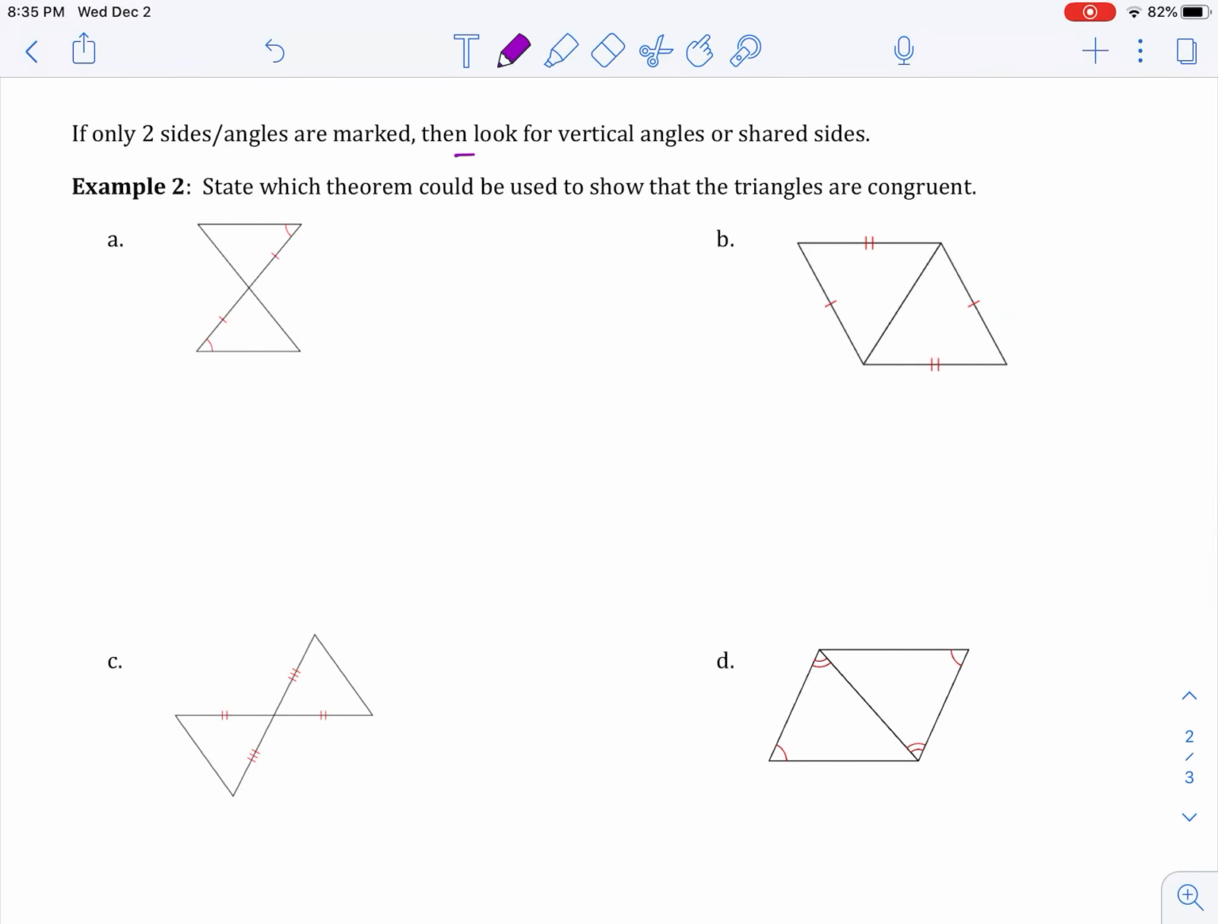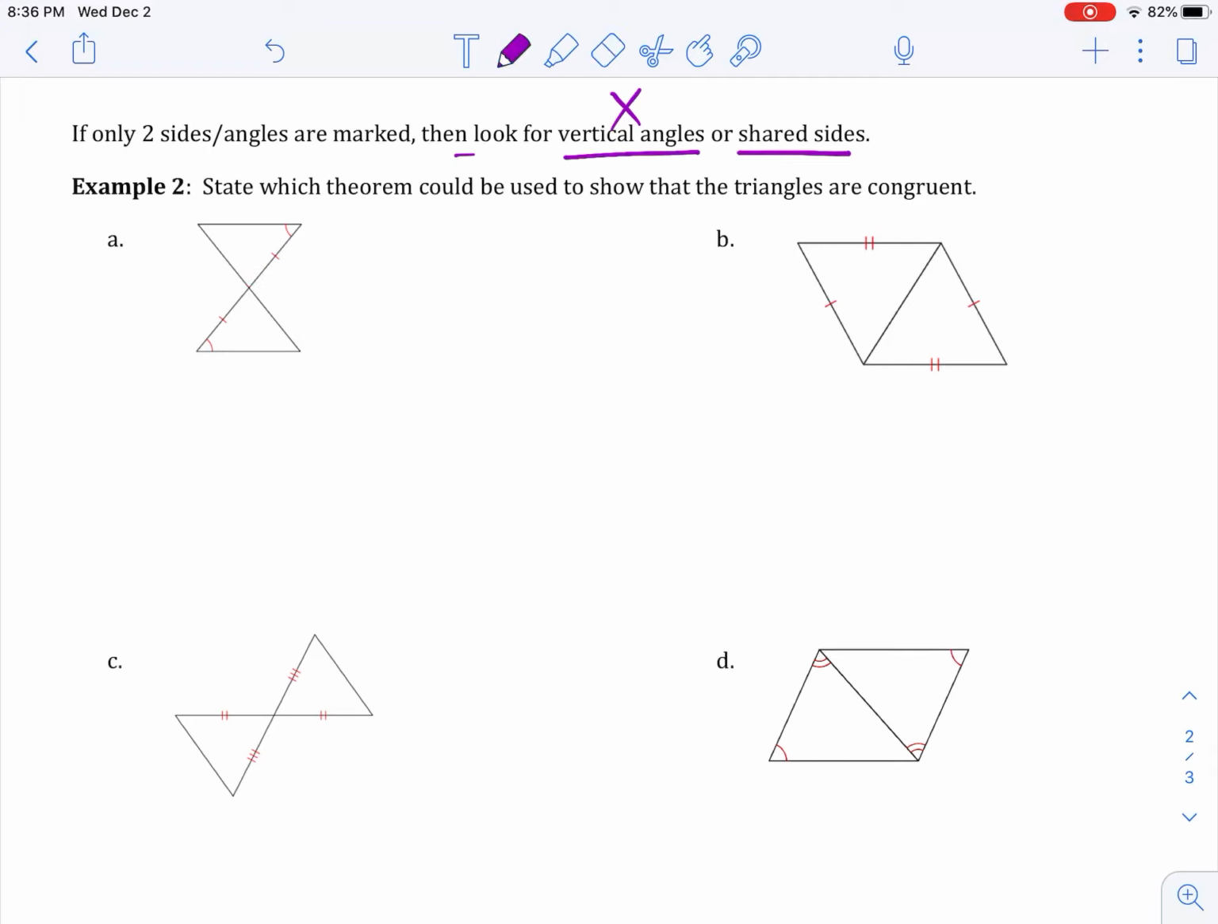So in example 2A, you should be looking for either vertical angles or shared sides. And so this triangle here, remember what happens when we have vertical angles. This set of triangles in example 2A has some vertical angles. Vertical angles, you're always looking for that X, right? I see an X happening right here. That means I have a set of vertical angles happening in this triangle.